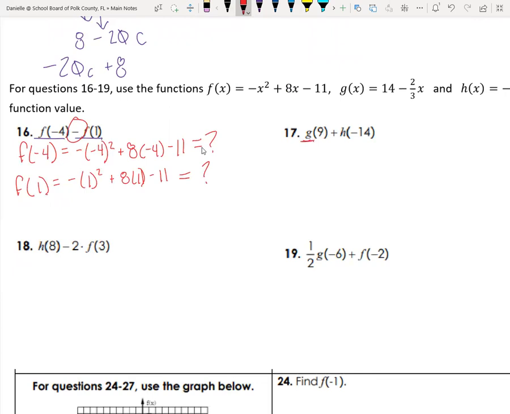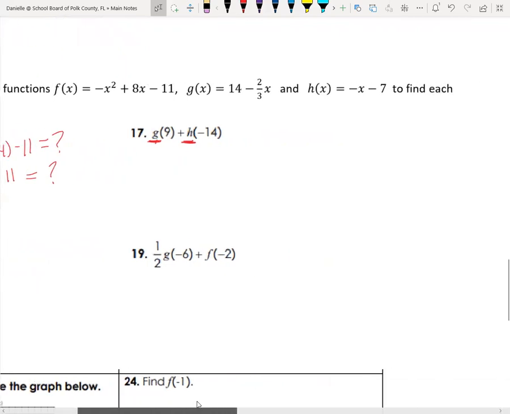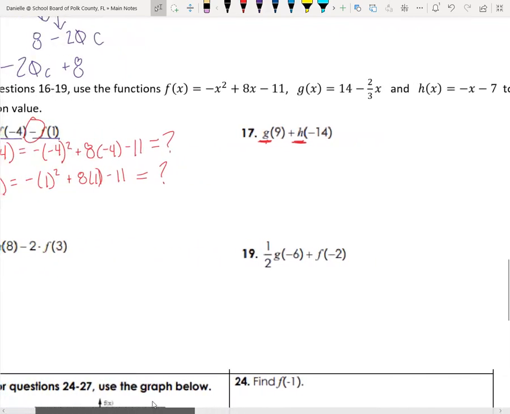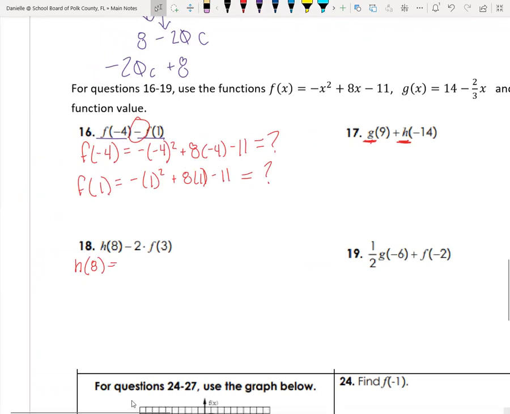Over here on 17, notice this is G and this is H, so we're going to be plugging into two different problems. We will do 18 though, because now 18 and 19, notice they're doing more stuff. So I need to find H at 8 and F at 3. H at 8, when I look at my H equation, negative X minus 7, which we replaced our X with our 8, and we end up with negative 15.